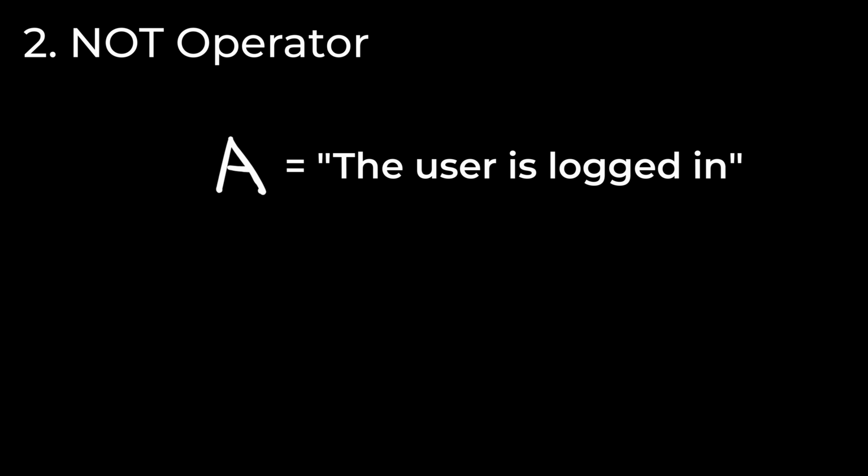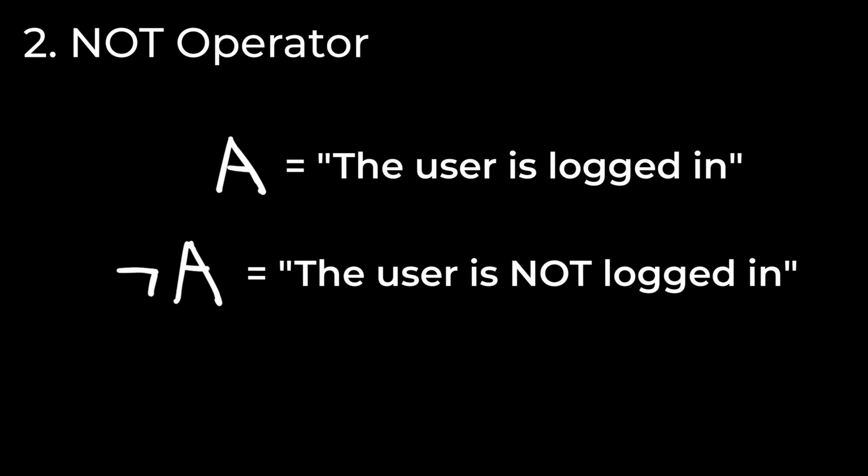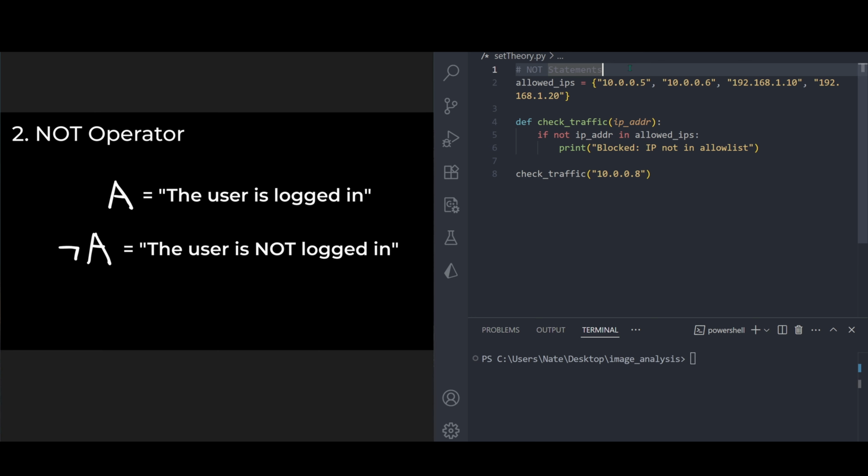The NOT operator reverses the truth value of a statement and is written with this symbol. For example, if A equals the user is logged in, then not A would be the user is not logged in. Here's a quick example exemplifying the NOT operator in Python. So we have a set of allowed IPs here and a simple function that is check traffic, and it takes an IP address. Essentially, we're just checking if IP address is not in allowed IPs, then print blocked, IP is not in the allow list.